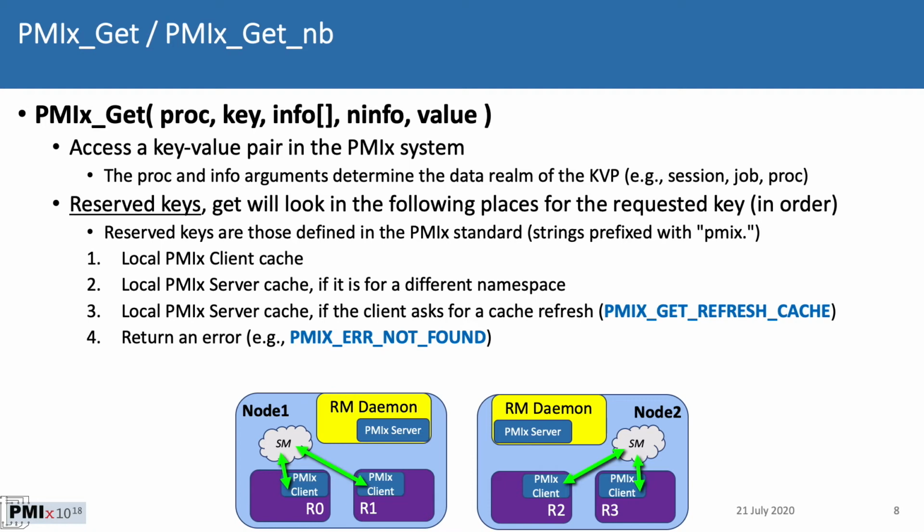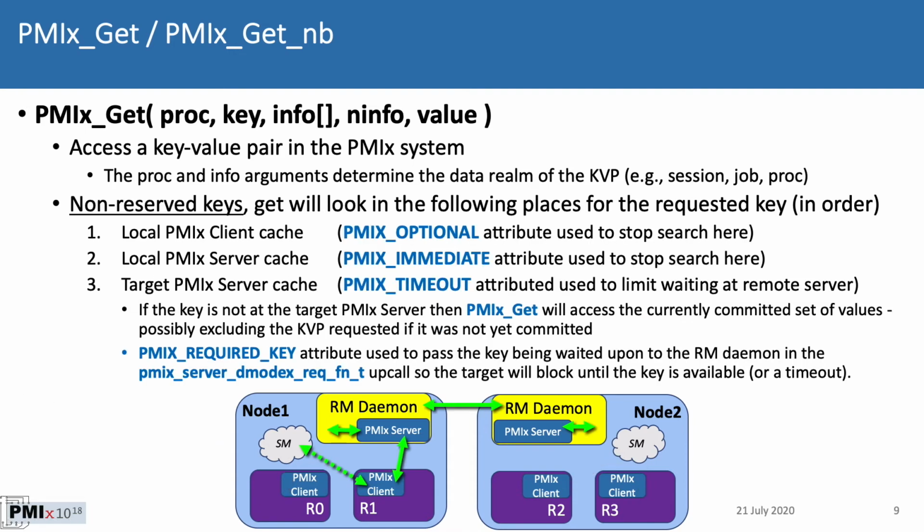The PMIx get refresh cache attribute that you see here requests that the PMIx server look for the latest version of the data before returning the key value pair. So it forces a cache refresh of the data before the key is returned. Now this is most helpful with user-defined key value pairs that change regularly, but sometimes reserved keys, the value behind them could change, particularly in dynamic applications. So it's important to point out here.